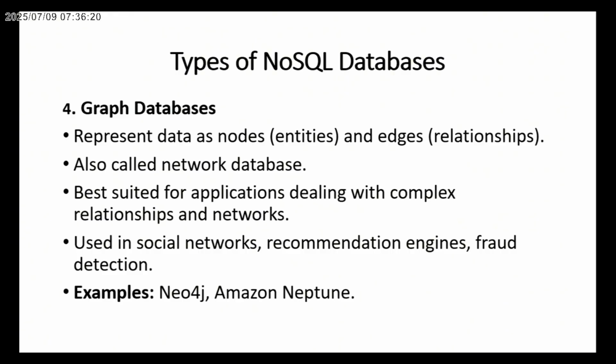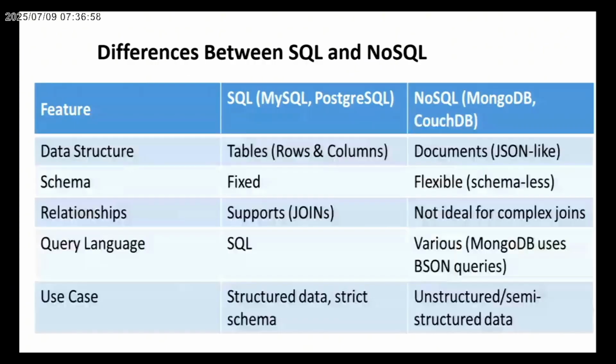The fourth data model supported by the NoSQL database is graph databases. This represents data as nodes. Each data is represented as a node, and edges are used to represent the relationship between the nodes. This is also called a network database. This is best for applications which handle complex relationship data representation. This is normally used with social networks, recommendation engines, and fraud detection. The software which supports this data model in NoSQL database are Neo4j, Amazon Neptune, and Azure.